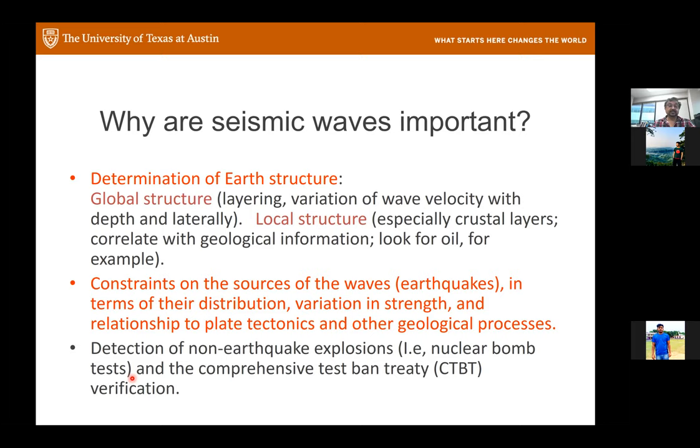Now, detection is one other branch where studying seismic waves is useful: detection of non-earthquake explosions. For example, we are interested in discriminating between a nuclear explosion and an earthquake. It turns out that there are some characteristic features generated by nuclear explosions that don't match the signature from earthquake sources. They can be used to discriminate and to check whether or not countries are following the Comprehensive Test Ban Treaty, or CTBT. Again, this is much more difficult than I just said, because a lot of times people carry out nuclear explosion experiments inside mountains and in tunnels so that they can hide them and make them appear like an earthquake signal.